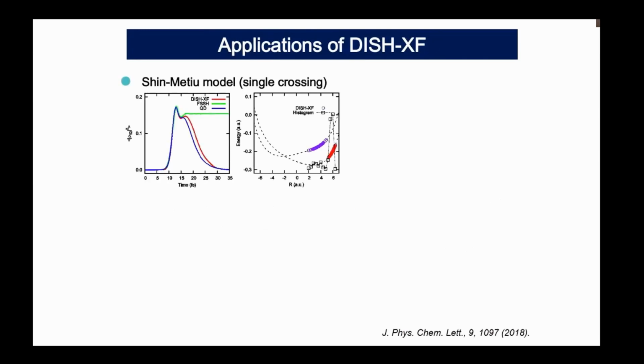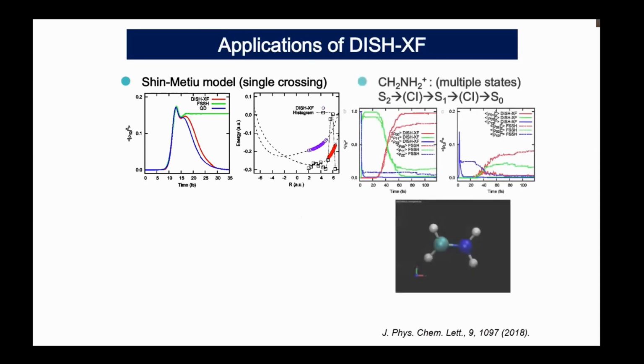First we calculate the symmetry model, the single avoided crossing, and we can describe the coherence pattern correctly. Here the blue one is the quantum dynamics, and the red one is the DISH-XF algorithm. As you can see in this figure, we can describe the electronic decoherence in space. If the nuclear trajectory follows the upper state, then we have the upper electronic state, and if the nuclear trajectory follows the lower state, then the lower population is 1.